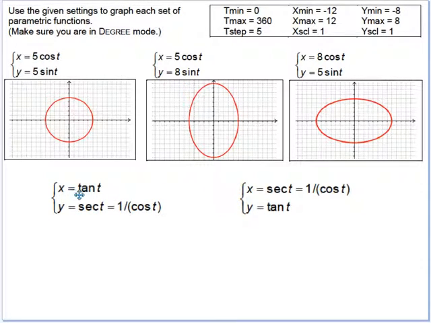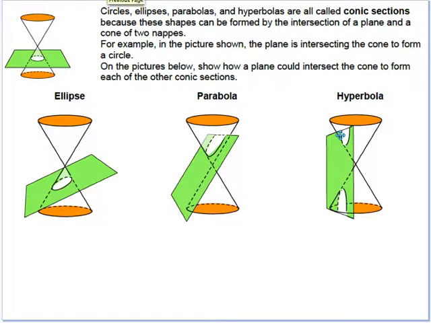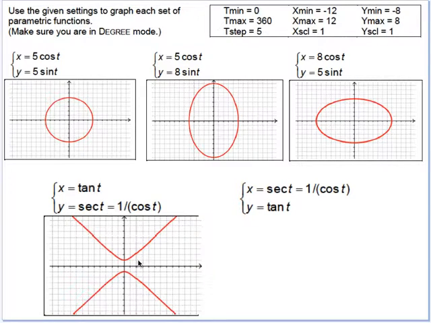Notice now here we've got tangent t and secant t. What kind of shapes are we going to get there? Well, if you graph it, that's where you get your hyperbolas. We can graph this shape with tangent t and secant t. If you only look at the top part or only the bottom part, it just looks like a parabola. But because we have tangent t and secant t, we have a hyperbola.